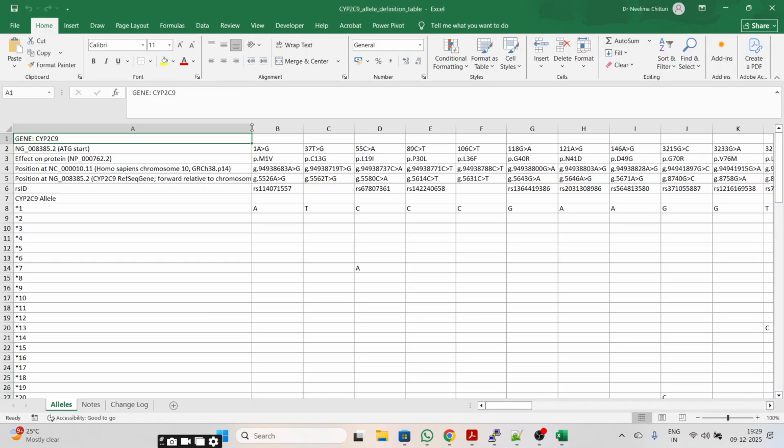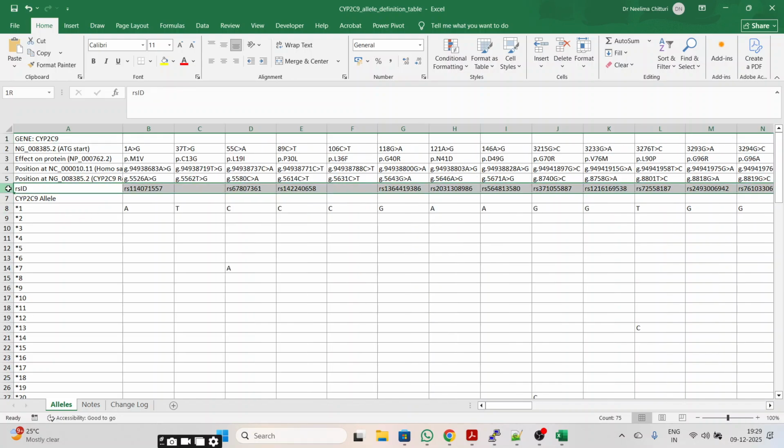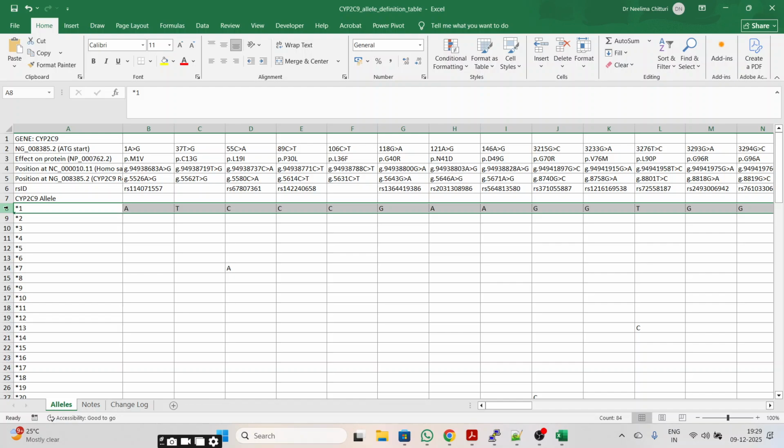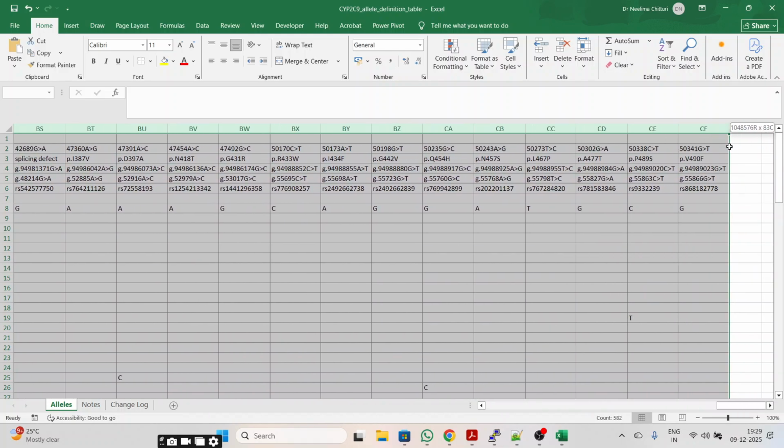Okay, we can download these star notations in the form of a file. These are all the possible mutations which can happen. Based upon that, it gives whether it's a star 1, star 2 or star 3. Let me just bring this to a smaller level first.